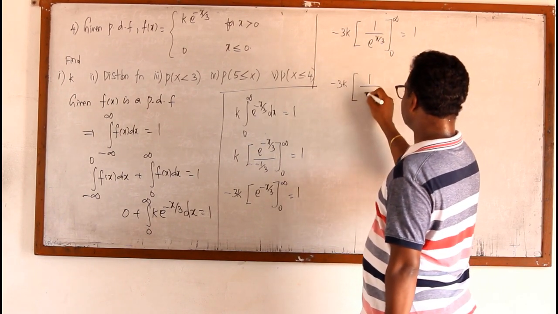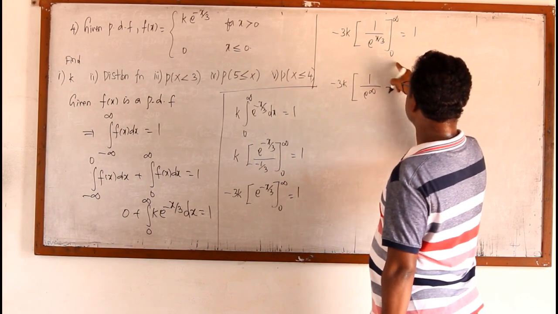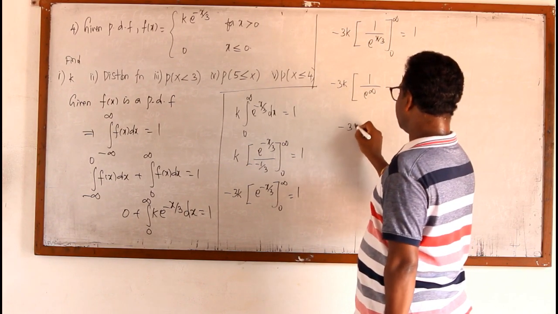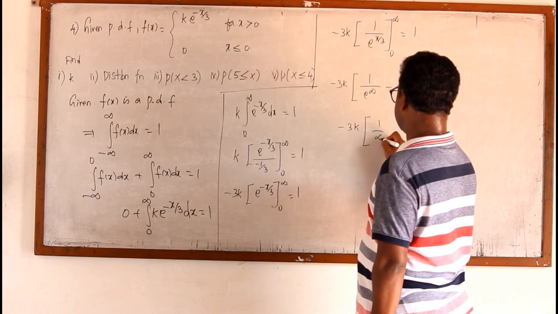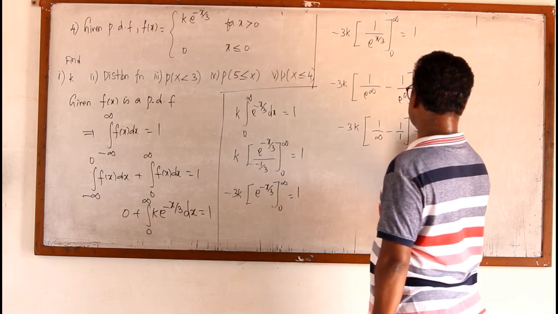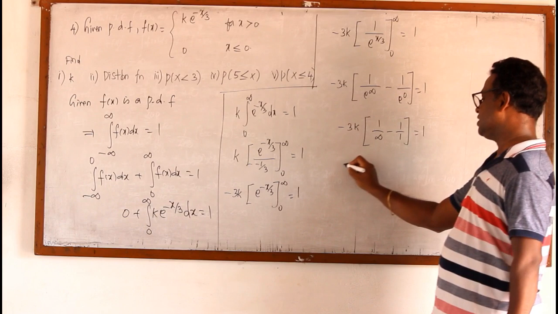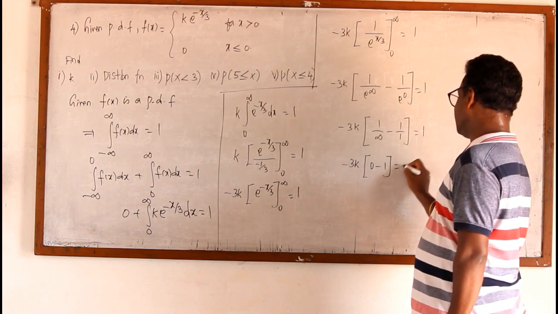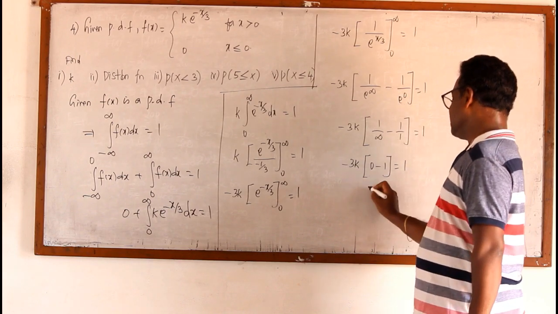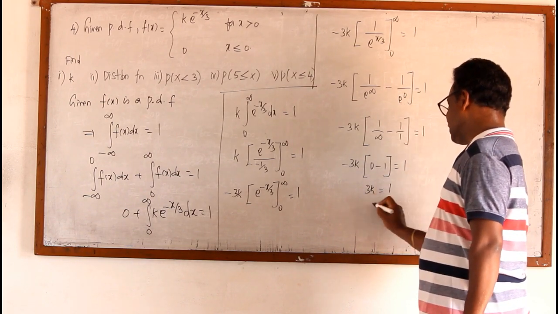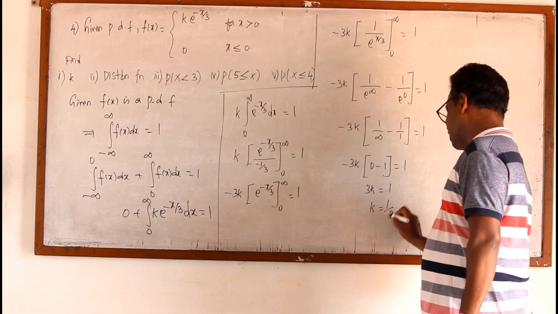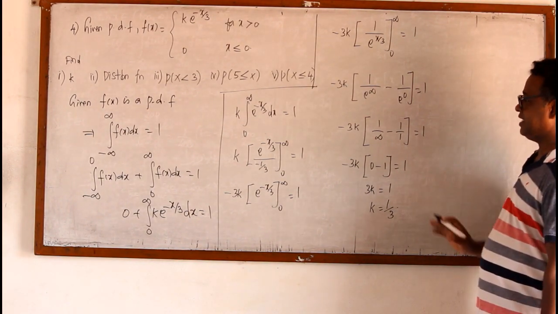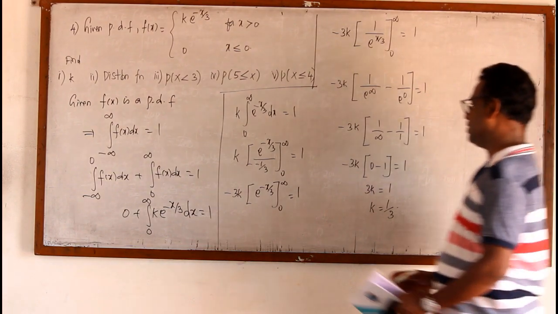When I apply the limits, it is 1 by e power infinity minus 1 by e power 0, and this is equal to 1. Minus 3k, 1 by infinity minus 1 by 1, since e power infinity is infinity. 1 by infinity is 0, minus 1, since e power 0 is 1. So it is 3k equal to 1, k equal to 1 by 3. So this is the function we have, where the k value is 1 by 3.